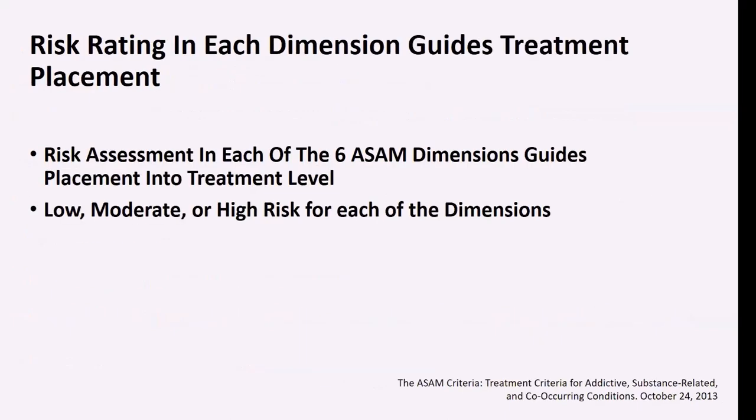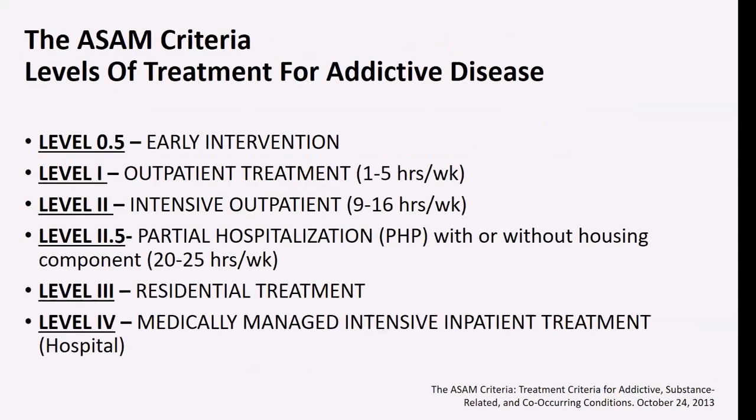Risk rating in each dimension guides treatment placement. So you've got to go low, medium, or high. You've got to give a risk in each of those 6 dimensions, and where that shakes out is where they should go. Now, here are the levels of care you could choose from after you give them a risk rating. To make it fairly straightforward, if they're lower risk in the 6 dimensions, then they could do outpatient. If they're higher risk in any of these dimensions, you have to think of these higher levels of care.